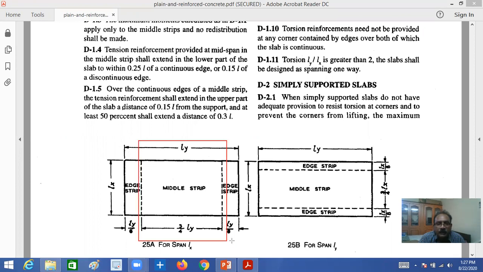Here, the middle strip is 3/4, right? This is the middle strip. The edge strip is Ly/8. This is an important question for your competitive examination. And 3/4 of Ly or Lx.